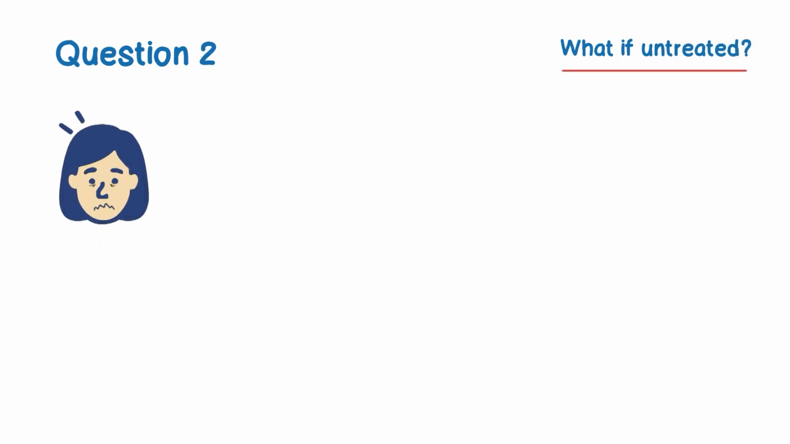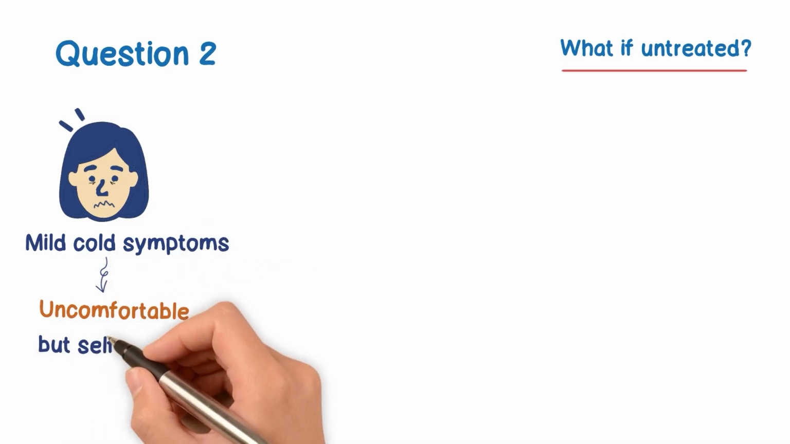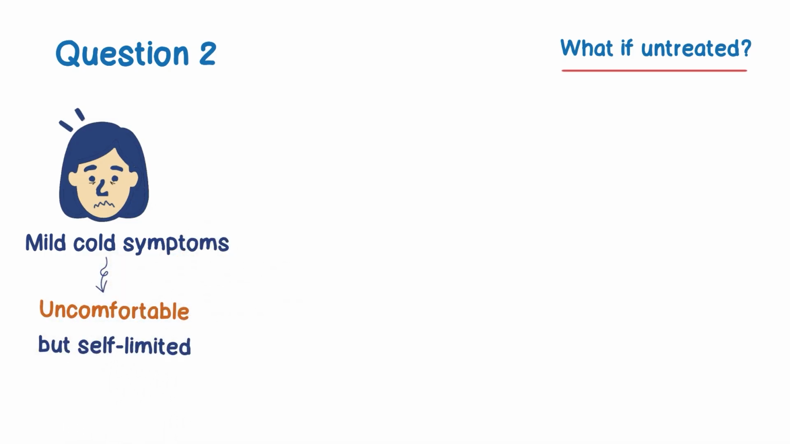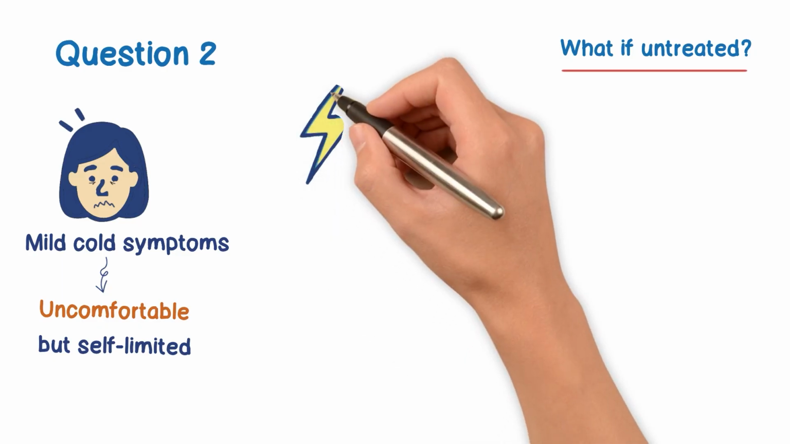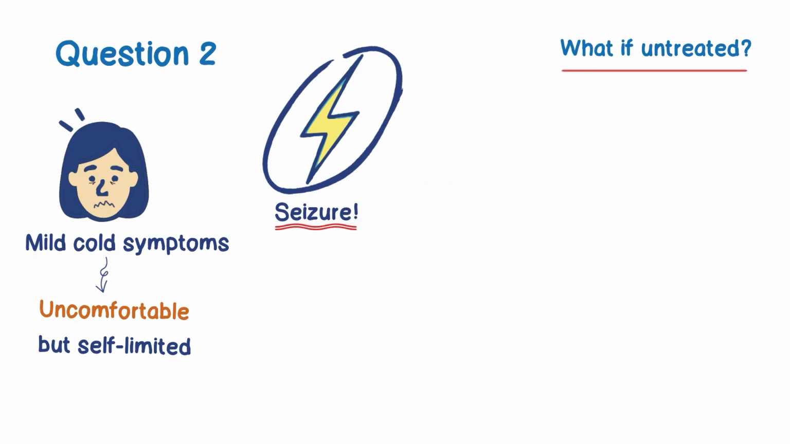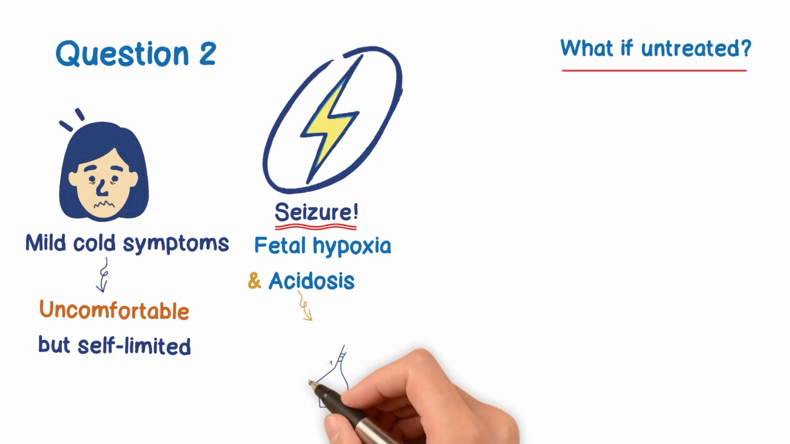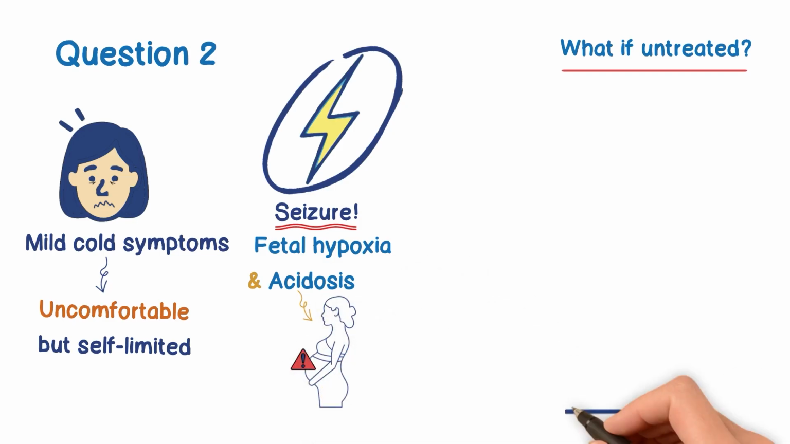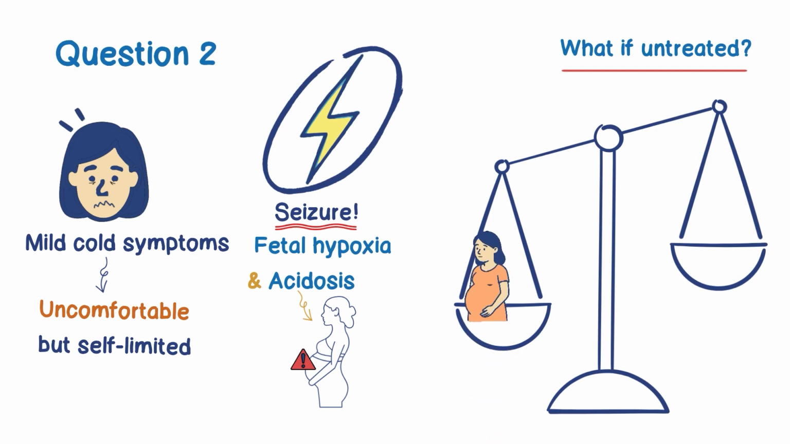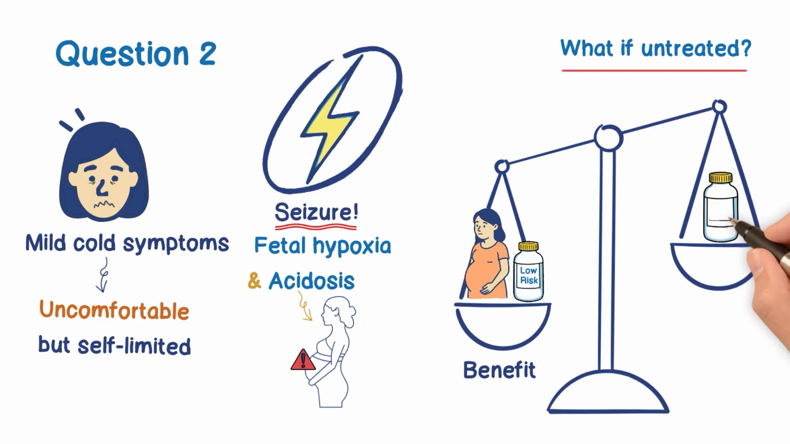The second question is, what are the risks of not treating? For example, not taking pseudoephedrine during a viral respiratory infection will cause some discomfort, but no harm, and the viral illness is temporary. In contrast, stopping anti-seizure medications can have severe consequences when a seizure leads to fetal hypoxia and acidosis, as well as putting the pregnant woman in danger. The benefits of treatment of seizure disorder outweigh the risks, and medications with lower teratogenicity can be chosen.